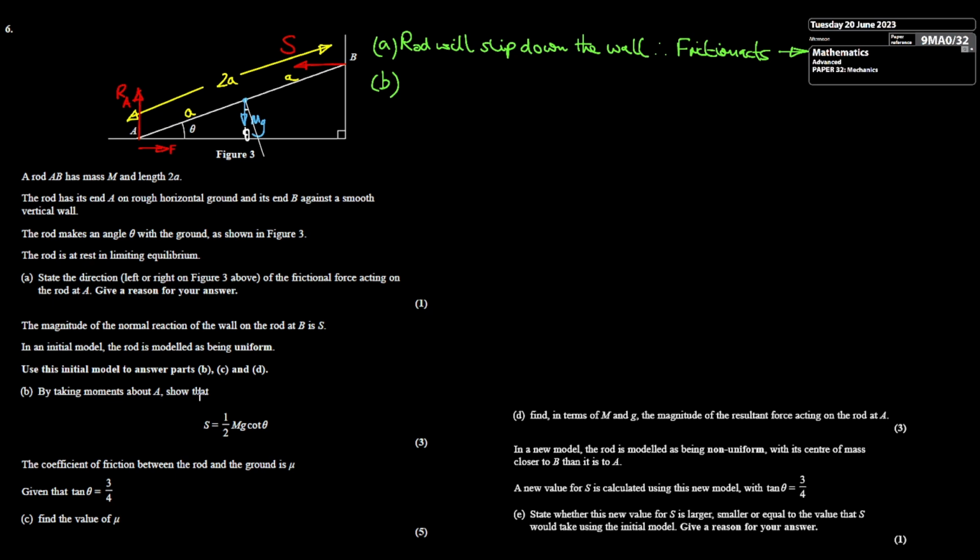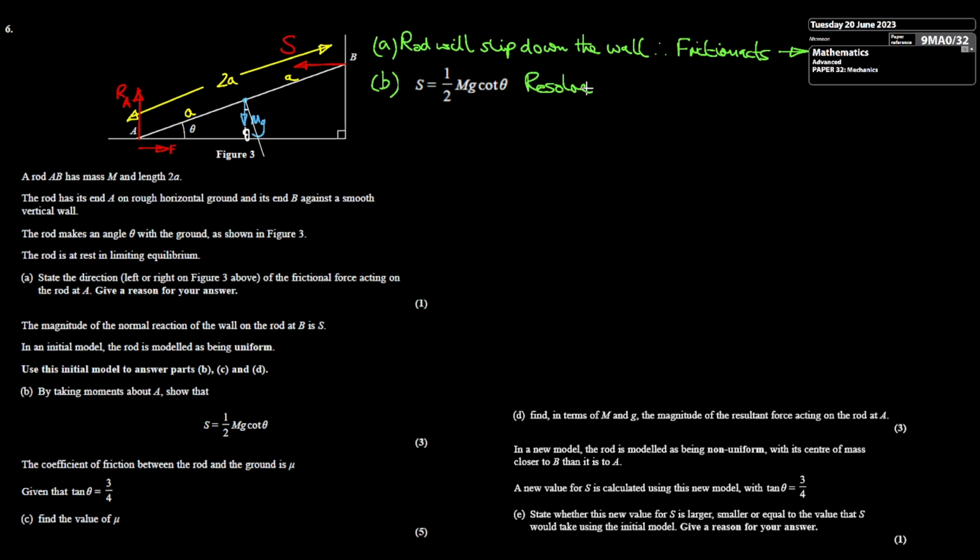Okay, b. By taking moments about A, show that this equation is true. Okay, so let's do what they say. We're going to take moments around A. So because we're taking moments around this point, both R_A and F don't come into our equation. What forces are left are the force due to gravity, here mg, and S, which we will both have to resolve so that they act perpendicular to the rod.